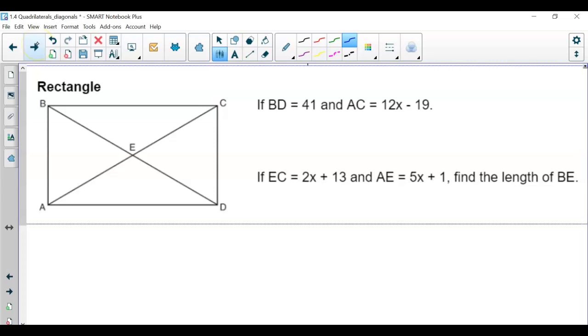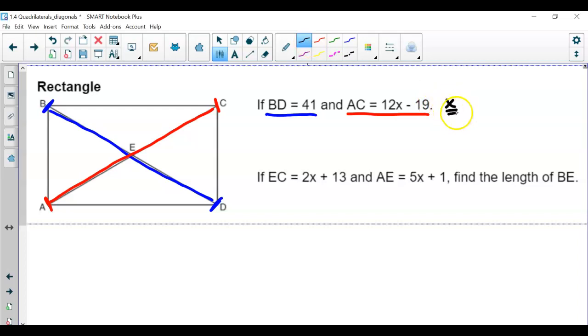Now the rectangle. Remember, if you need to, go back to the chart. What do you remember about the rectangle? Not only do the diagonals bisect each other, but now they're also equal to each other. BD is this diagonal, which is 41. AC is this diagonal here, which is 12x minus 19. Remember, in the rectangle, the diagonals are congruent. They are equal to each other. I just realized we're missing the question here. Let's go ahead and solve for x.